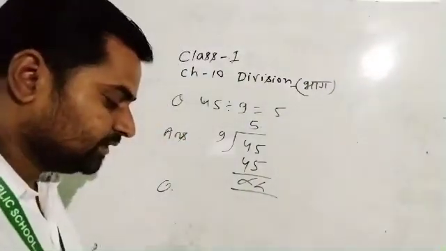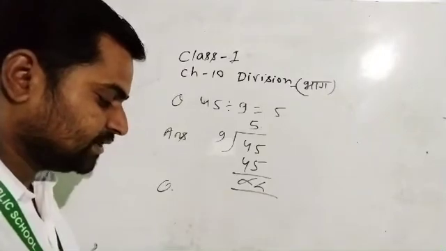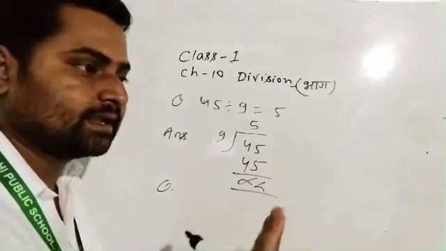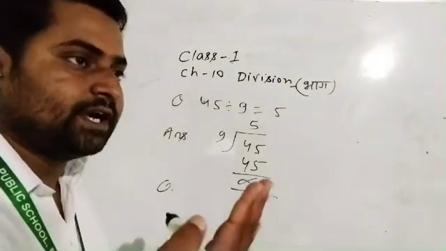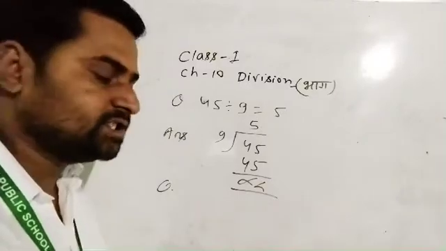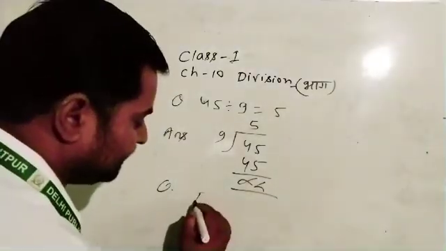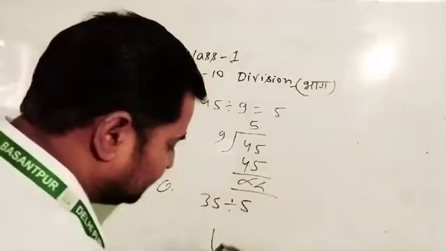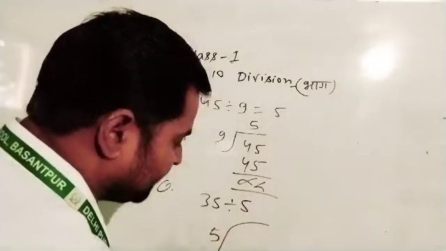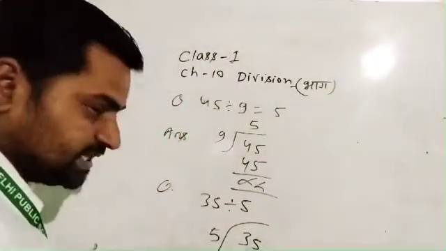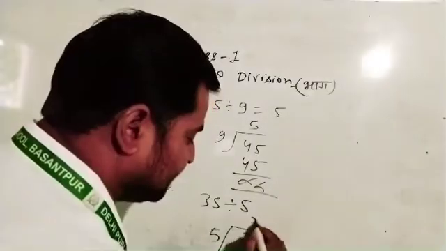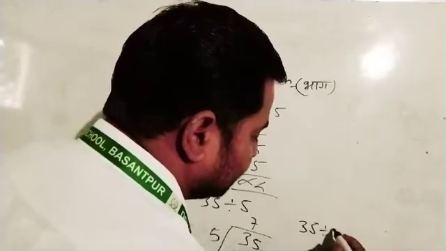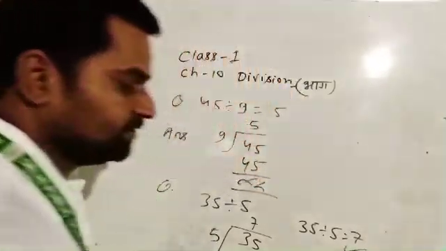If 5 girls sit on a bench, how many benches are required for 35 girls to sit? Okay students, first you write 35 divided by 5. You write the symbol. Write 5 here and 35 here. 7 5s are 35, write 7, write 35 and cross the line. So write your answer, 35 divided by 5 is equal to 7.